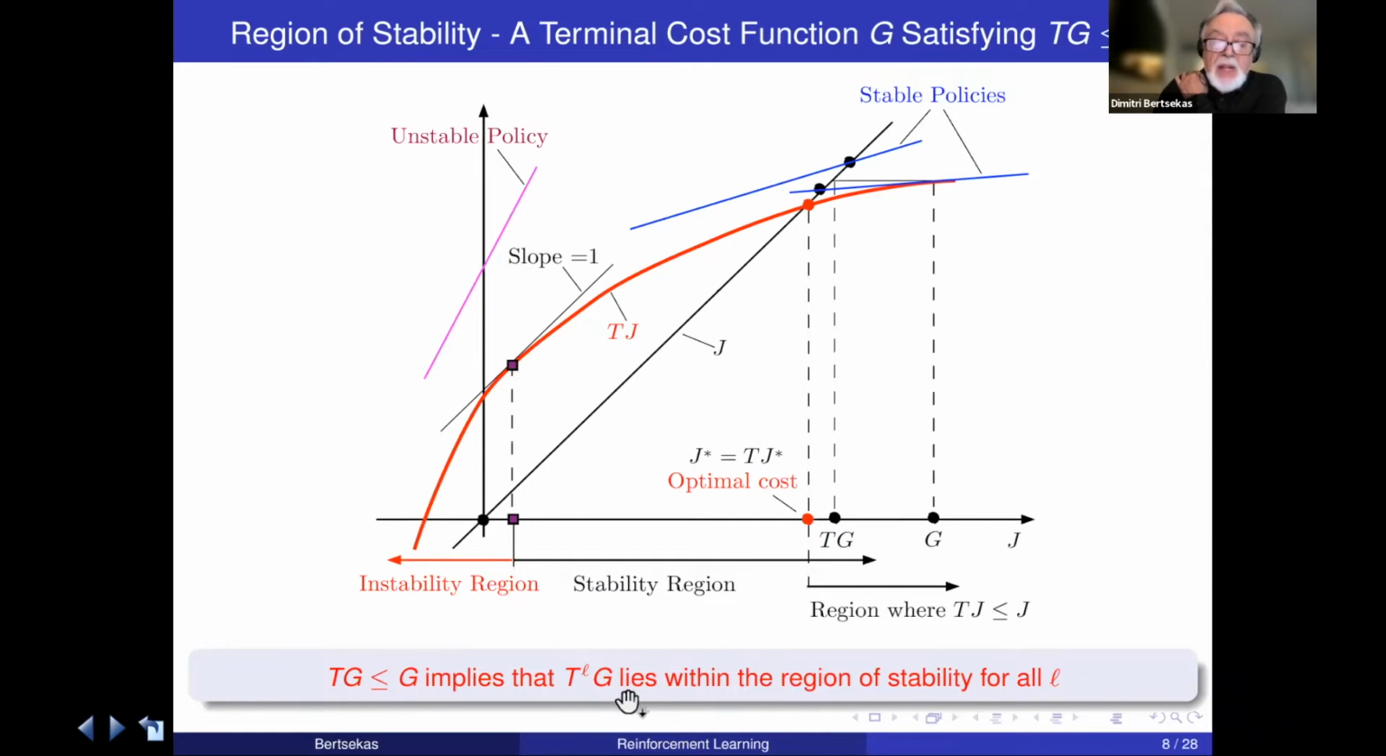Now, even if you do multi-step look-ahead, and instead you construct T G and then T squared G and so on, you're still going to be within this region here, always lying above J star. So even if you do multi-step look ahead, starting with a G that is within this region, you're going to obtain a stable policy. So that's the interpretation of this condition here. In control theory, it is often called a Lyapunov condition. We have called it also sequential improvement. Basically, it relates to this figure as you see here. Are there any questions on this figure?